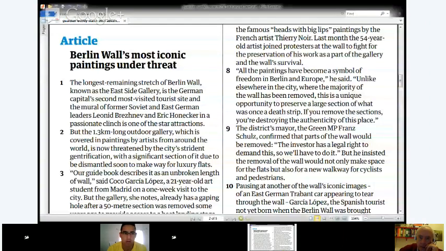Berlin's wall's most iconic paintings under threat from property developers. Berlin's most famous images, such as Brezhnev and Honecker's kiss, are on parts of the wall set to be demolished for luxury flats.